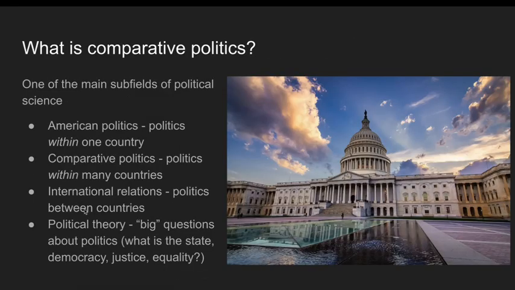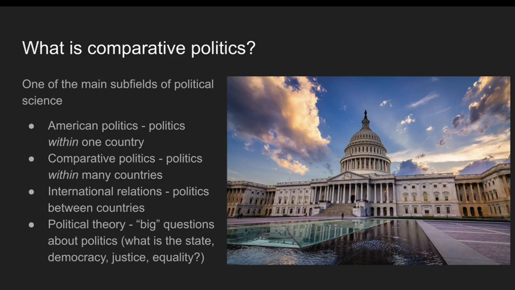So what is comparative politics? Comparative politics is one of the main subfields of political science. There are four main subfields of political science, and here is how you can understand them. American politics is basically the politics of one country. If we were in France, we would call this French politics. If we were in Sri Lanka, we would call this Sri Lankan politics. You get the picture, right?